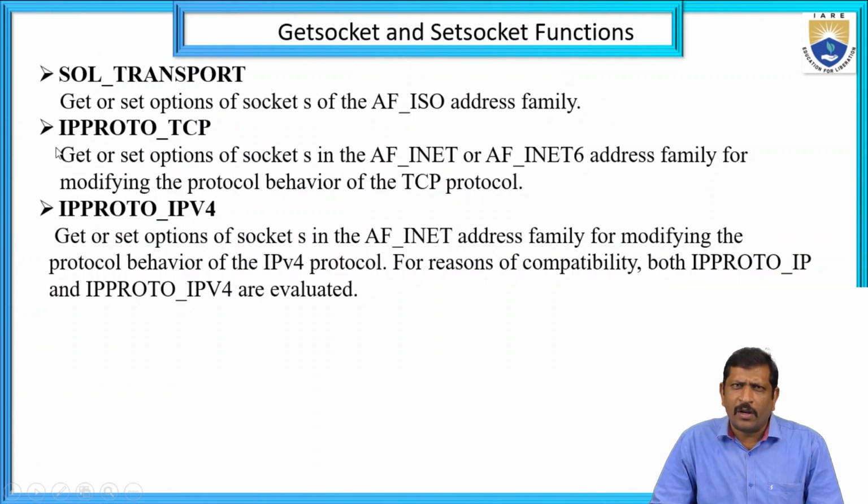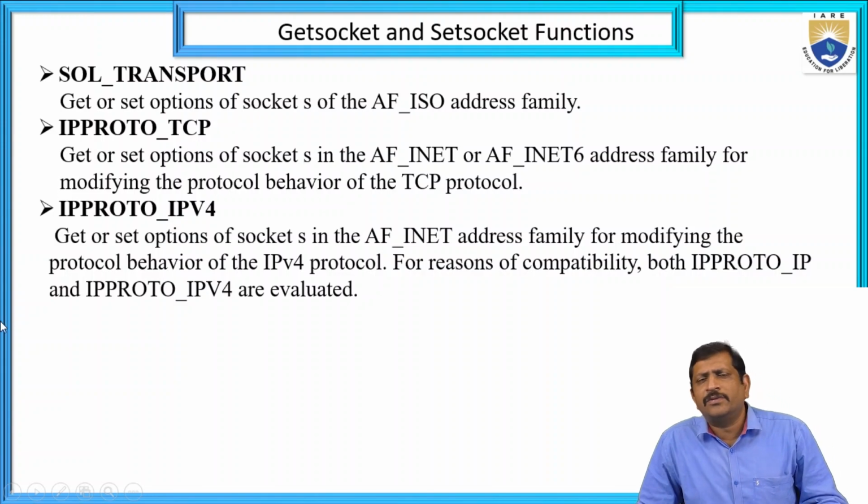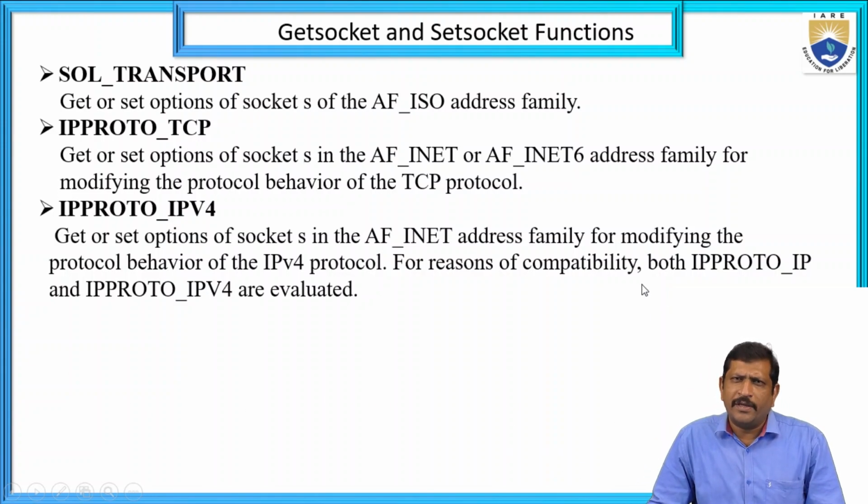And the Internet protocol, IPPROTO_TCP, Internet Protocol, Transmission Control Protocol. Now it is get and set options of the socket. For both we are using the get function and the set function. The options can be utilized by using these tag values. These are all the tag values we can utilize here.